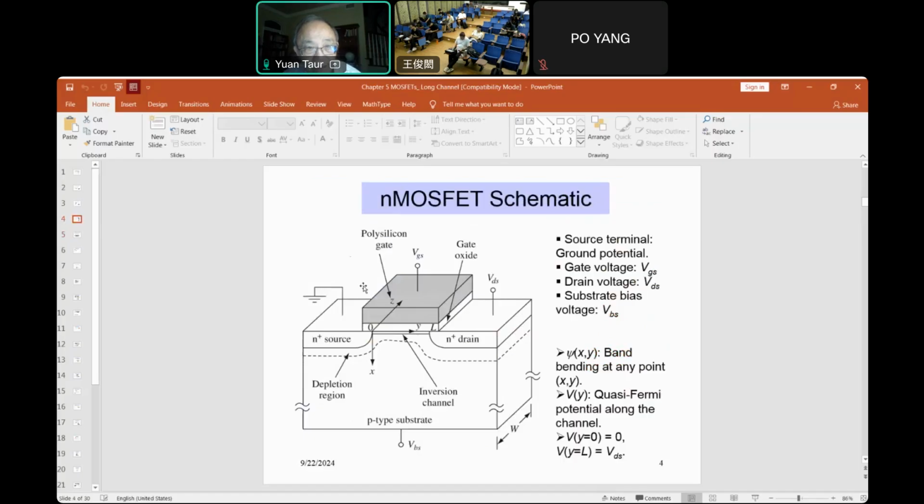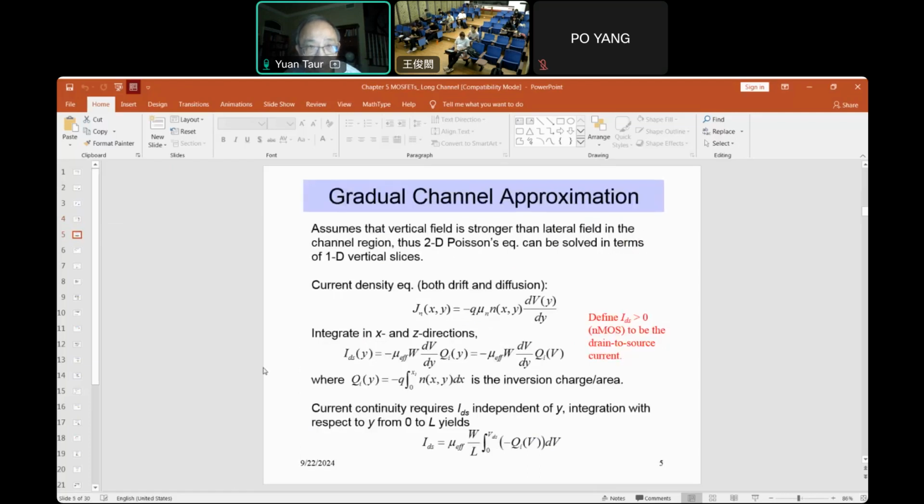Now x and z. z is easy. That's just the width, because everything is the same in the z direction, so it's multiplied by width. But for the x direction, we have to integrate in the x direction. So we define this Qi by integrating the volume electron density in the x direction over the immersion layer xi.